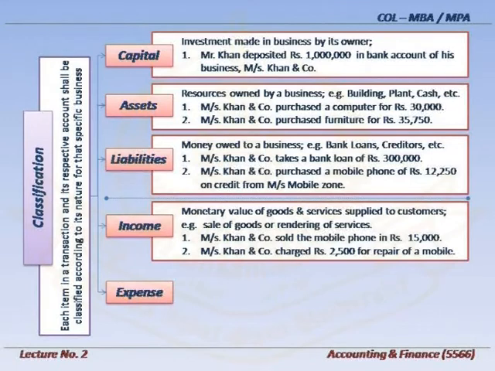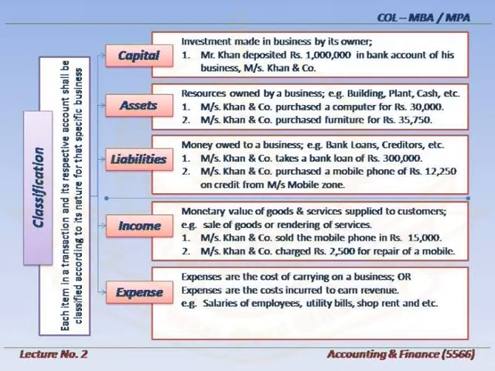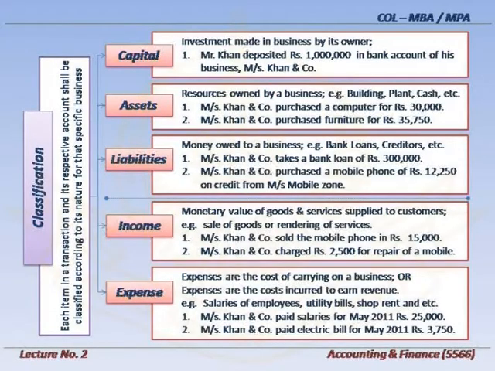At the last, we understand what are expenses. Expenses are the cost of carrying on a business, or you can say that expenses are the cost incurred to earn revenue. Salaries of employees, utility bills, and shop rent are the examples of expenses. In the first example, Messrs. Khan and Company paid salaries worth rupees 25,000 to the staff for the month of May 2011. While in the second example, Messrs. Khan and Company paid the electricity bill for the month of May 2011 worth rupees 3,750.